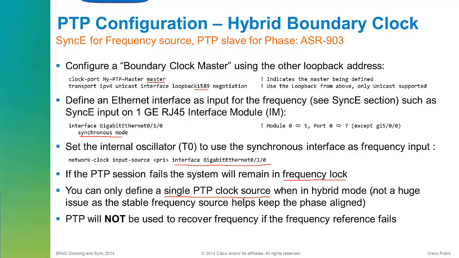Another point to note is that if you do lose frequency input, your reference, your gigabit Ethernet, then PTP will not use frequency, will not recover frequency with PTP. So you'll lose your frequency source. The takeaway from this is it's more important to have backup for your frequency source, so to have two gigabit Ethernet ports providing SyncE and a ring, than it is to have two PTP masters.